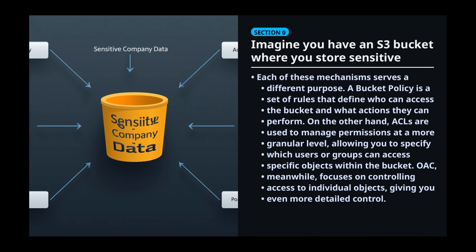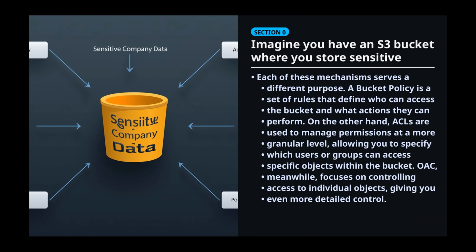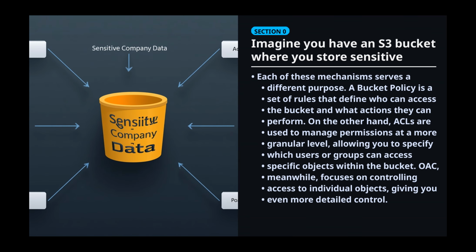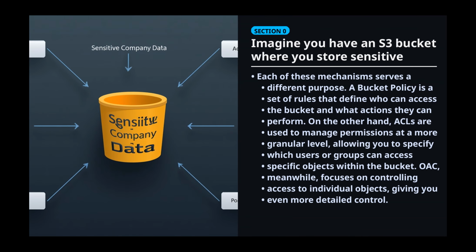Each of these mechanisms serves a different purpose. A bucket policy is a set of rules that define who can access the bucket and what actions they can perform. On the other hand, ACLs are used to manage permissions at a more granular level, allowing you to specify which users or groups can access specific objects within the bucket. OAC, meanwhile, focuses on controlling access to individual objects, giving you even more detailed control.